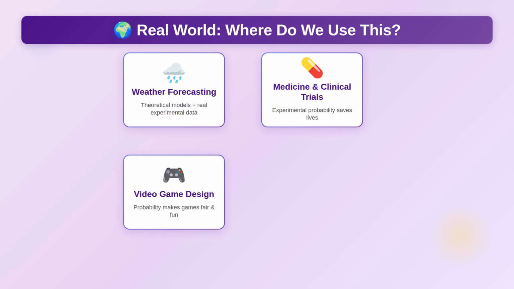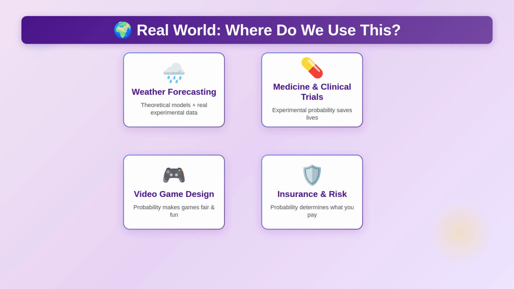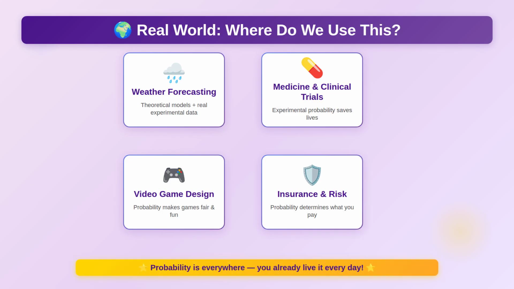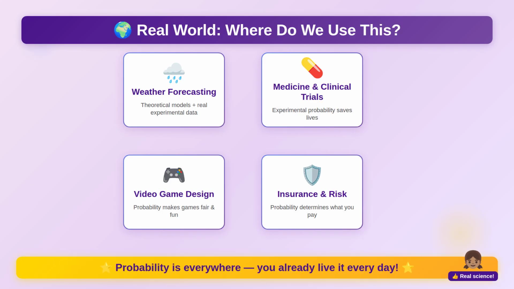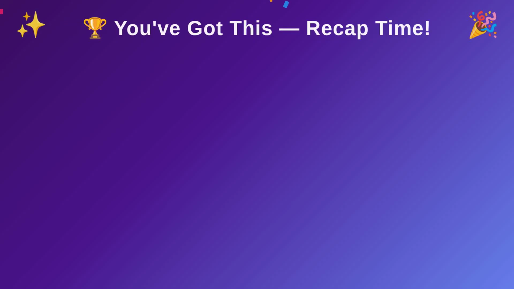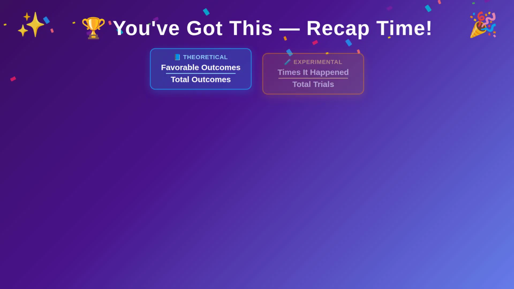Here's something really cool. Probability isn't just a school topic. It's everywhere in real life. Weather forecasters use theoretical models to predict rain, then update with experimental data from actual weather. Doctors run clinical trials, that's experimental probability, to see if a medicine really works. Video game designers use probability to make games feel fair and fun. Insurance companies use probability to figure out how much to charge you. Even the NFL uses probability to analyze plays. Maya's coin flipping project? That's real science happening at her kitchen table.